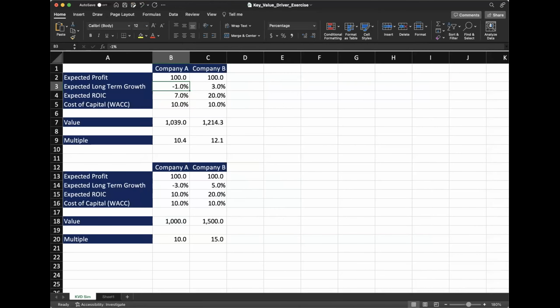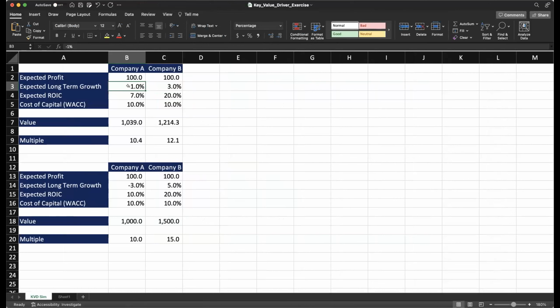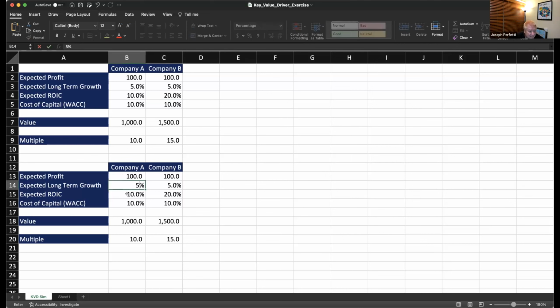Isaiah, can you pull up your spreadsheet? Yes, give me one second here. There we go. Okay, cool. The long-term growth was supposed to be 5 for both companies. I want you to do me a favor. Put 5 and 5, and then in B4, put 10. Okay, and then basically repeat that down there with 13 through 16. So put 5 in B14. And then 10, 20. Okay, so now they're identical, right?